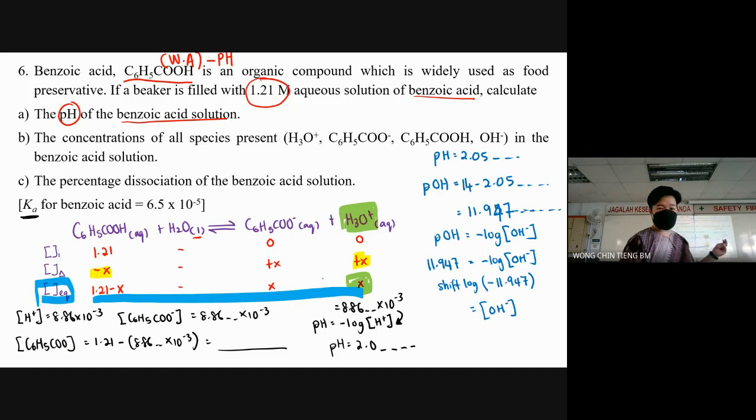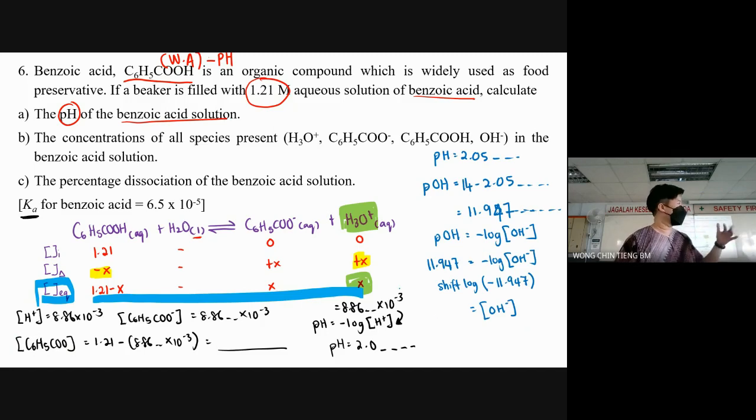Tak payah duduk. Kakak je. Kamu jadikan OH- tu jadi X. So OH- minus adalah sama dengan 8.86. Ada satu cara lagi. Guna? Substitute terus dalam calculator OH minus tu boleh jadi X.